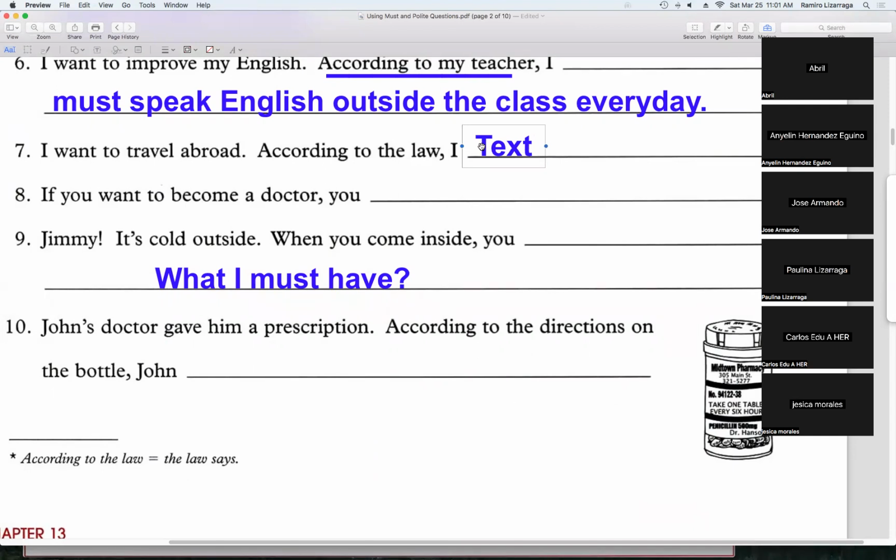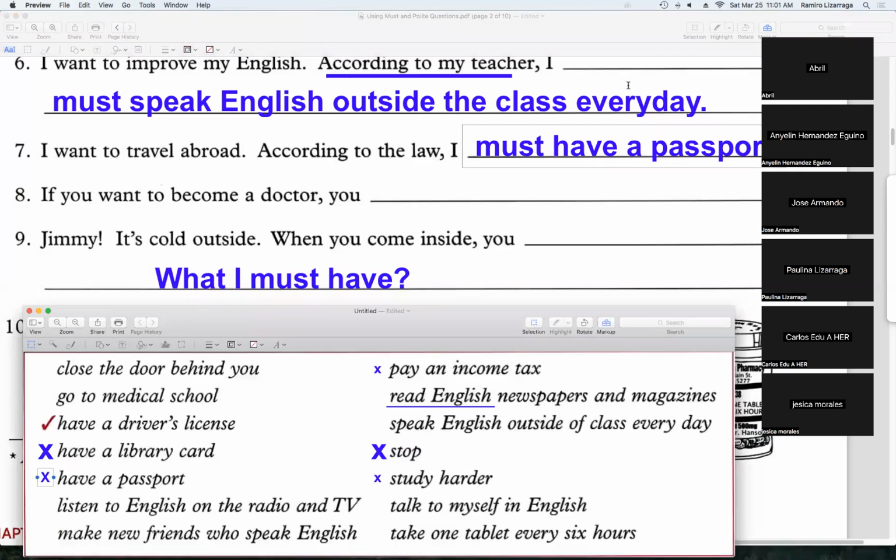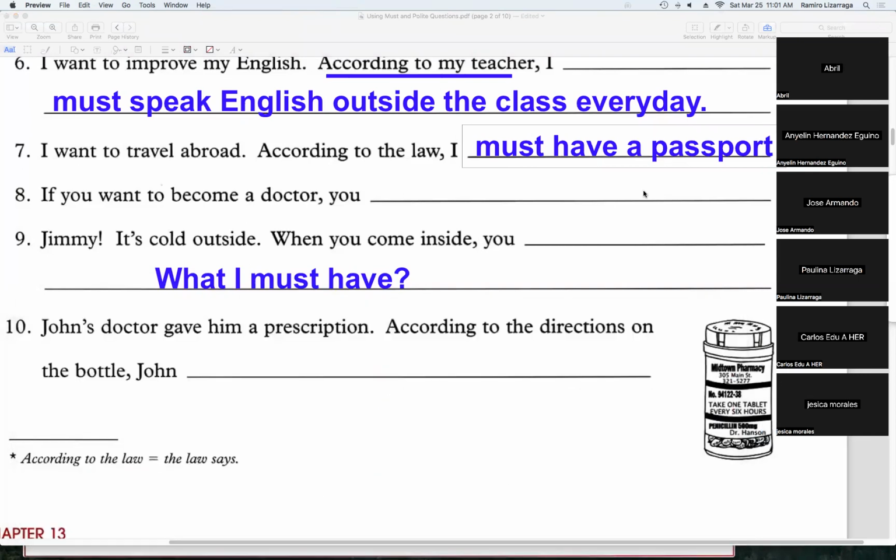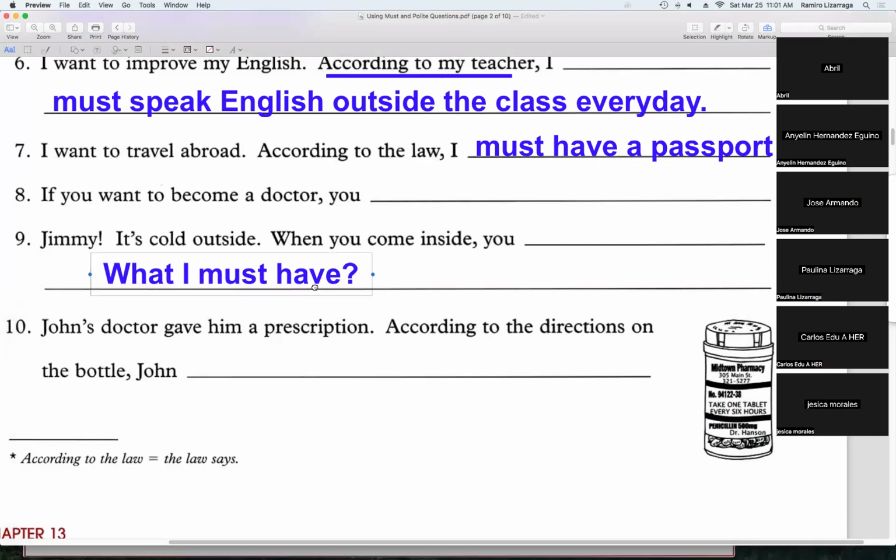Es muy importante eso. So I must have a passport. Very good, Anilin. Thank you, ma'am. So here's the answer. So I must have a passport. Very good. Okay, if you want to become a doctor, what you must do? Aquí ahora voy a usar el do. Ya no es have. Vean. So what you must do? What you must do if you want to become a doctor?